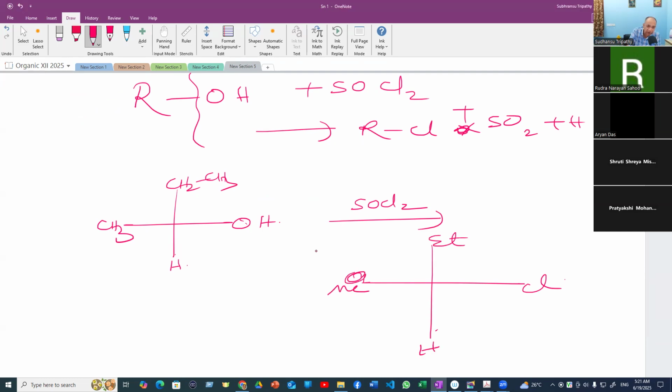And what is the configuration here? 1, 2, 3. This S will remain S. S-butan-2-ol will remain S-2-chlorobutane, because the priority of O and Cl in these two molecules remains the same, the top ranking group. That's why retention of configuration is the key.